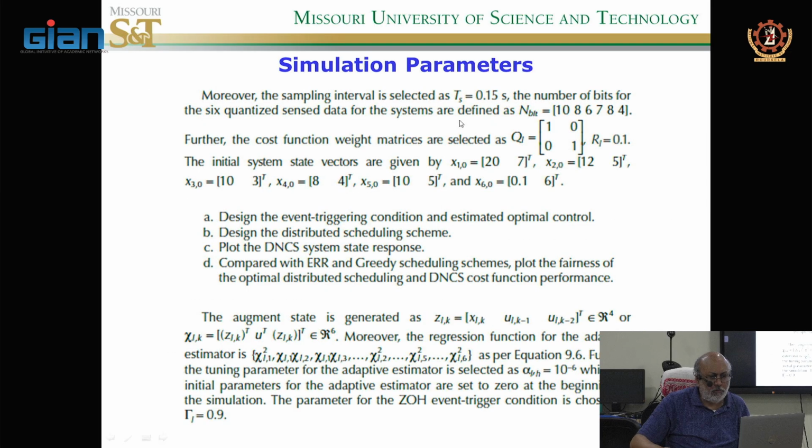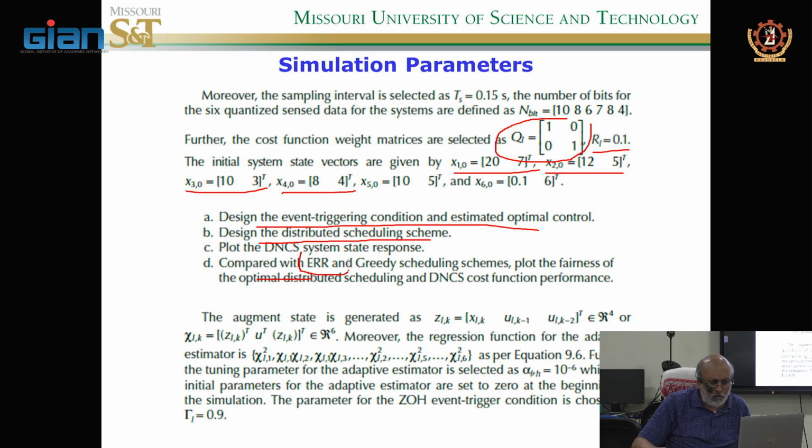So now what we do is the number of bits are defined. Here is the sampling interval. And here is the Q. R is given. The state vector initial value. X2(0) initial value, X3(0), because all these are initial values. And we have to design an event trigger condition. And we also have to design the scheduling scheme. We have to compare this with ERR, round robin method, and greedy scheduling.